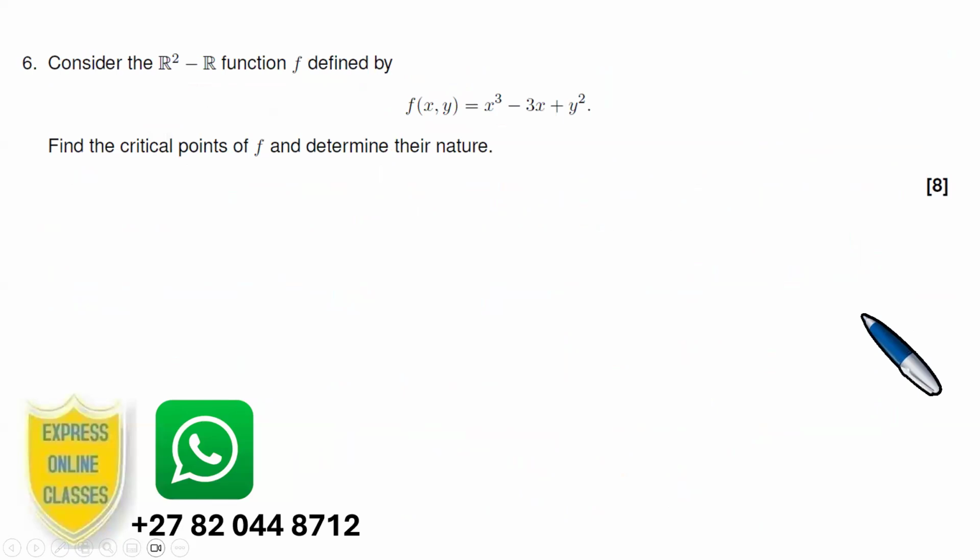Consider the function from R2 to R defined by this. Find the critical points of F and determine their nature. We want to find the critical points of F, but also we shall find their nature. The question is, where do we start, and how do we proceed with solving this particular problem?